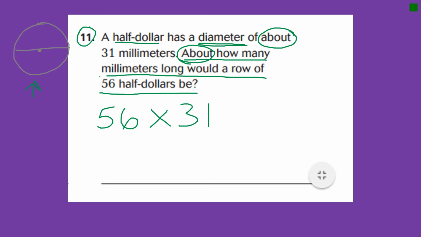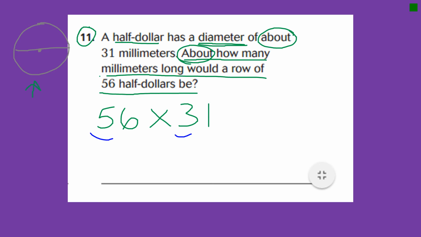Don't do the exact answer and then round to the exact answer, right? Why wouldn't you just keep the exact answer? That's the best answer. We're just rounding. We just want to know about how many millimeters long would the row of 1/2 be. So we're going to round, and that will take us half the time as doing the actual answer.